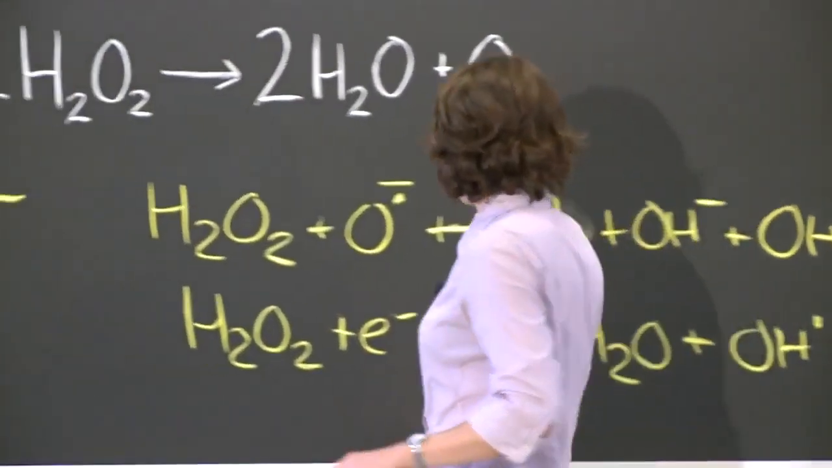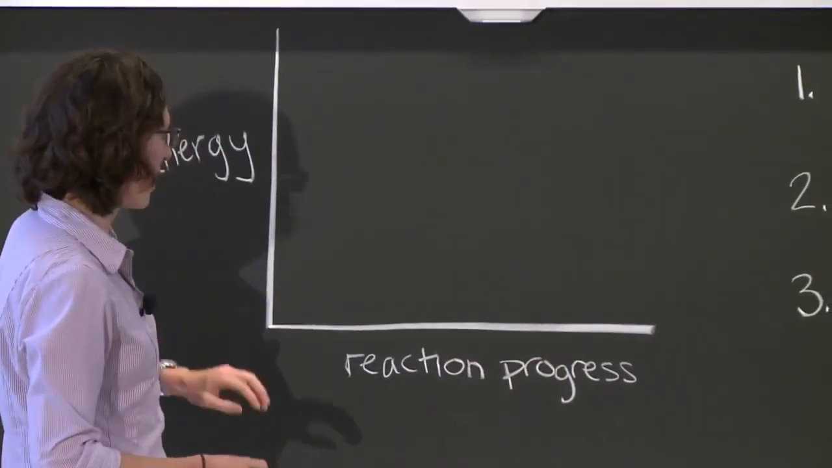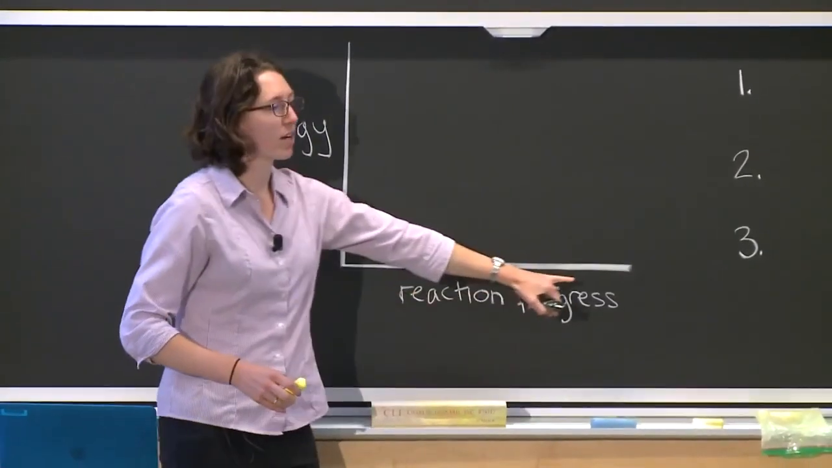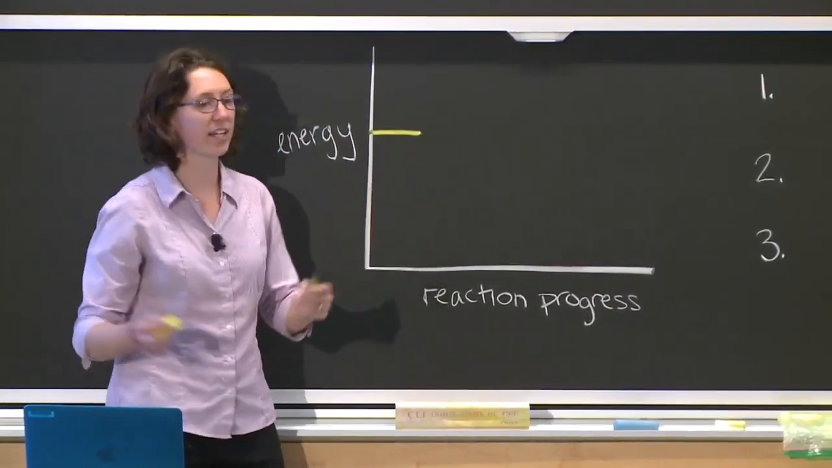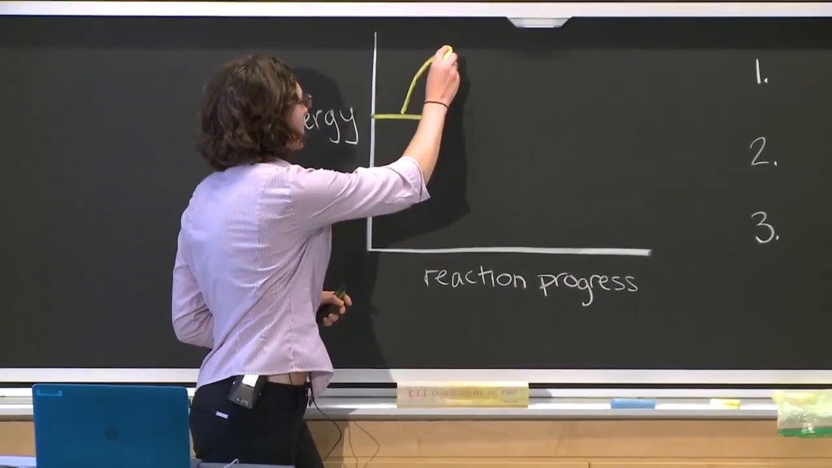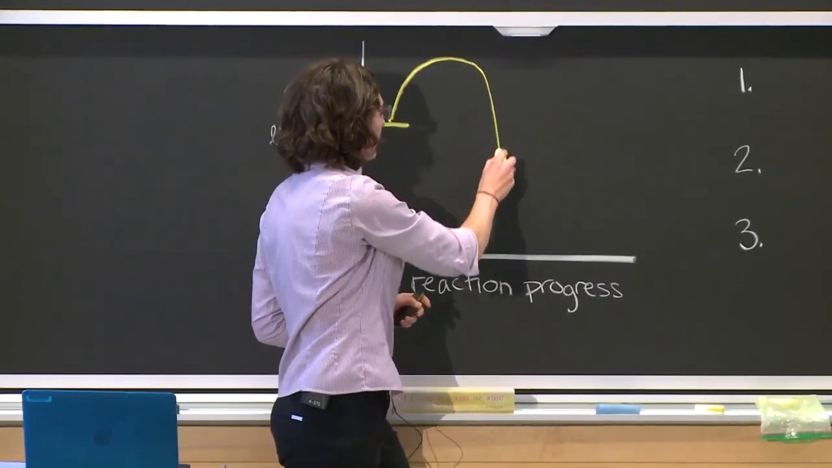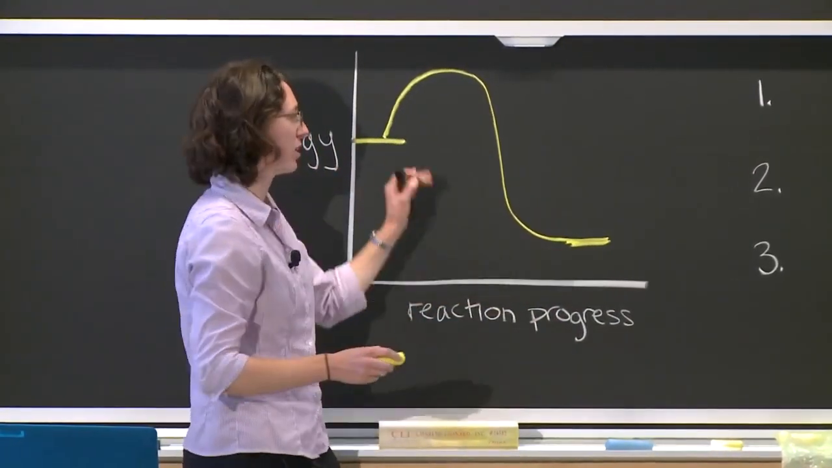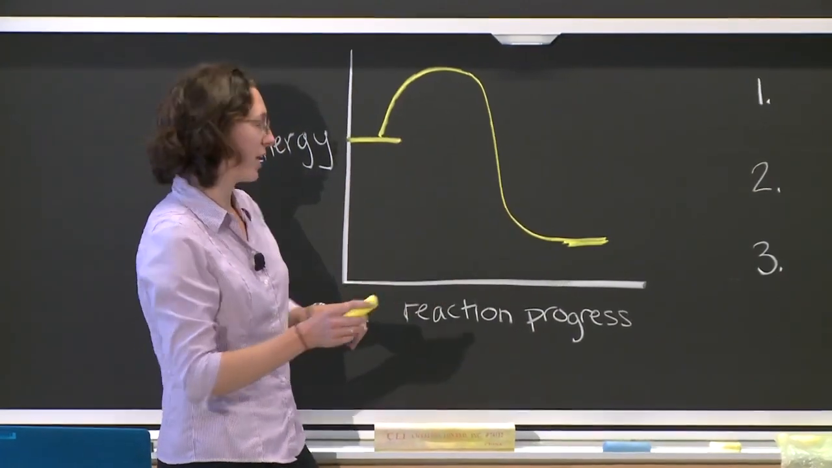So if we look at our energy reaction diagram, if you have energy on this side and then reaction progress on this axis, you can say that you have reactants that are starting at a certain energy level, and then you have some energy that you have to put into the reaction to get it to go, and then in a lot of cases, if your reaction is exothermic, your products may be at a lower energy level, so it'll release energy overall, but in order to get the reaction to go, you have to put energy in.